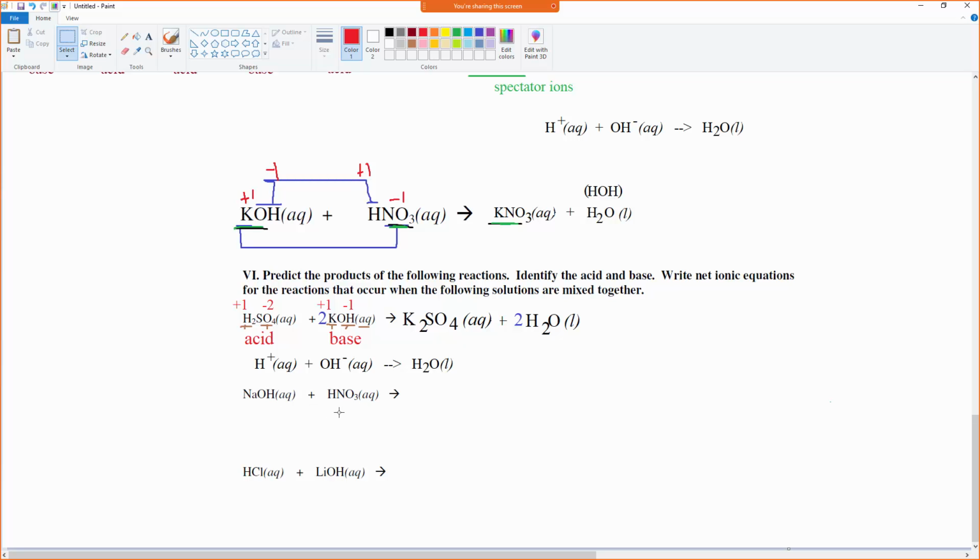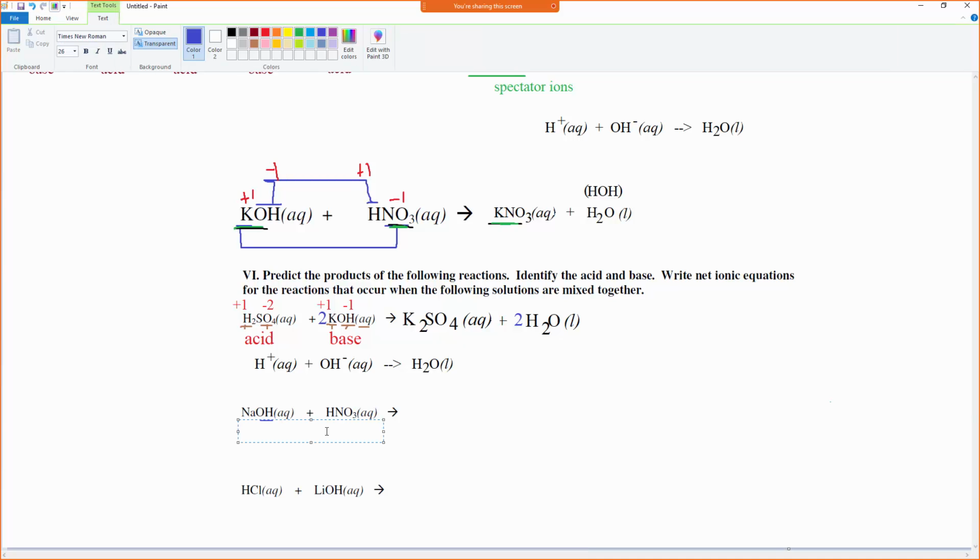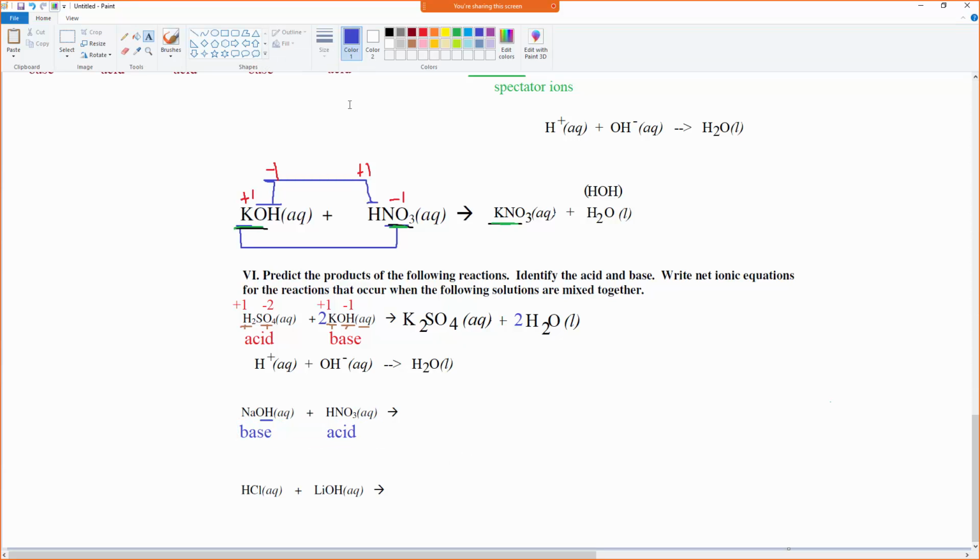We have NaOH plus HNO3. Let's predict the products here. Good, this one's the base. Good, good, good. Which makes this one the acid. Does that make sense that this one's going to be the acid? Excellent.